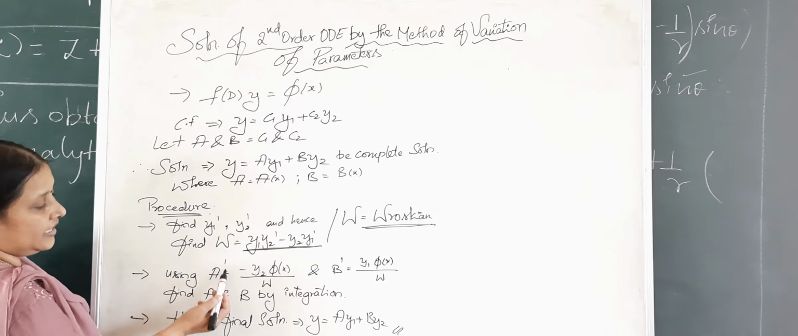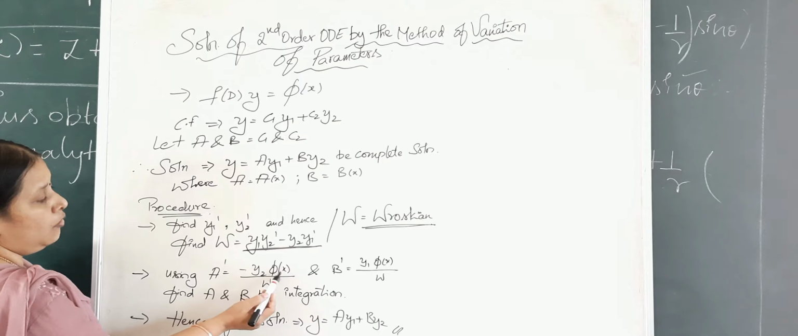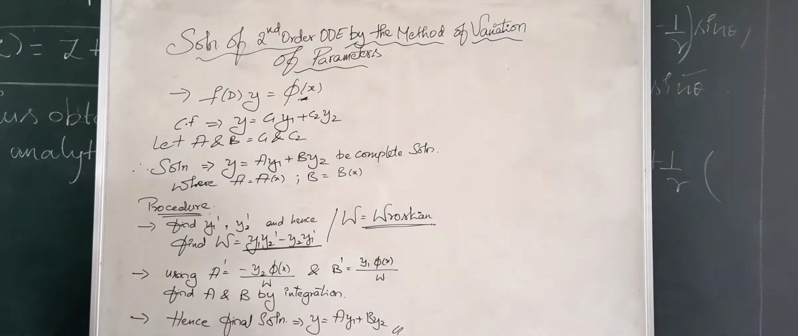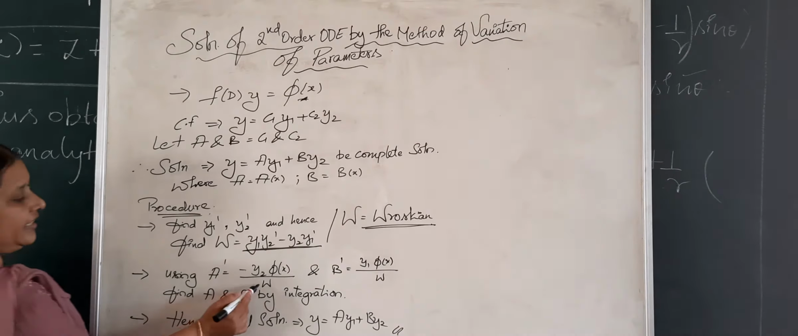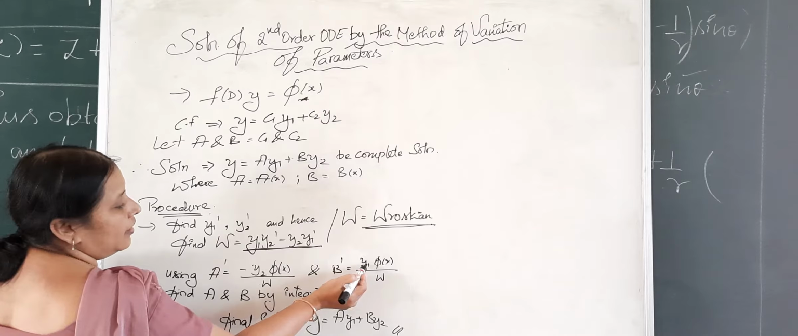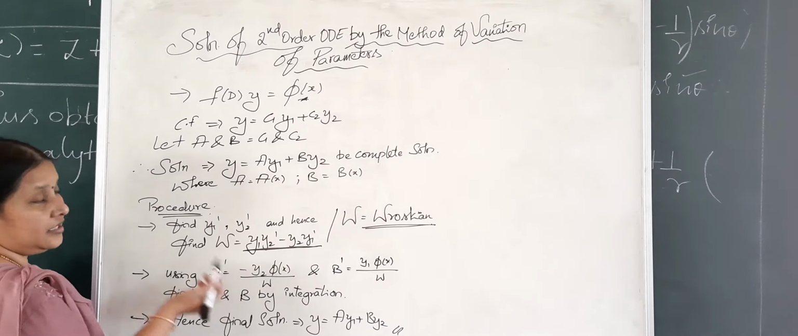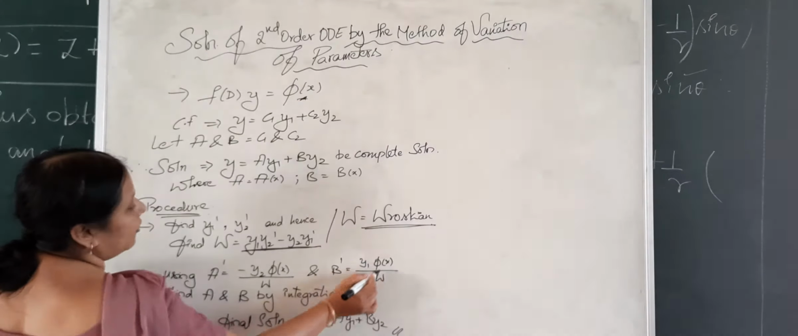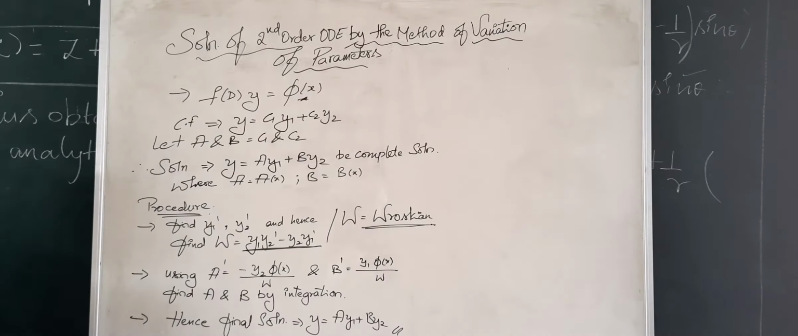We have a dash is equal to minus y2 phi of x. Phi of x is the right side part, the RHS of the given differential equation, divided by our Wronskian, that is W. Similarly, b dash is y1 phi of x divided by the Wronskian. This is positive, a dash is negative, b dash formula is positive.